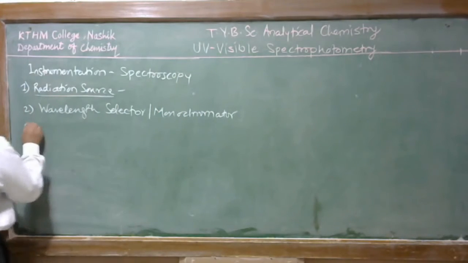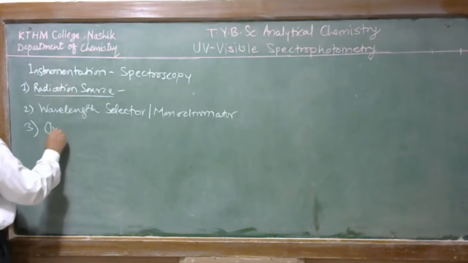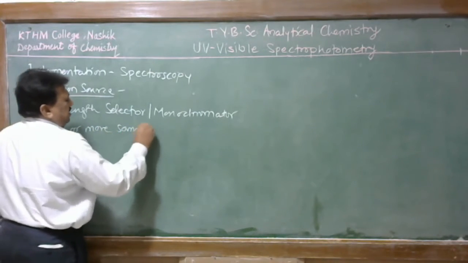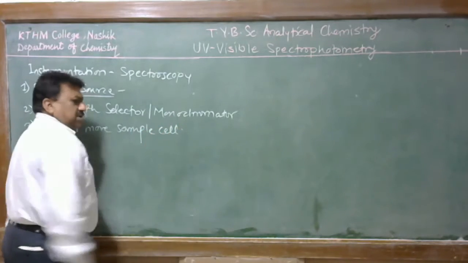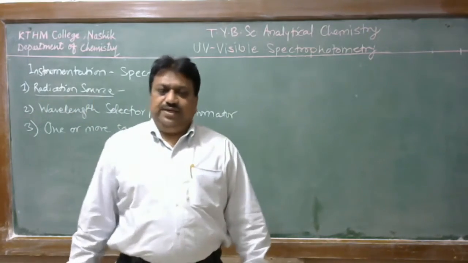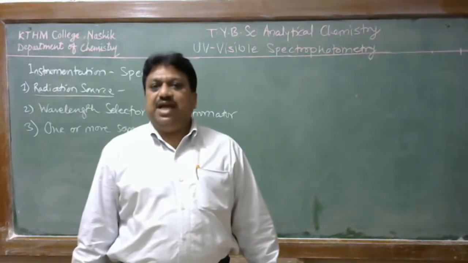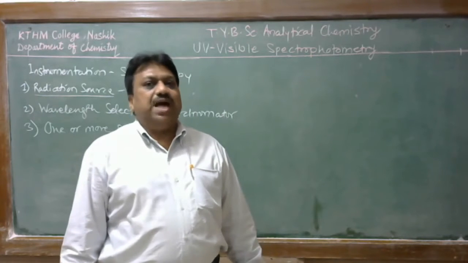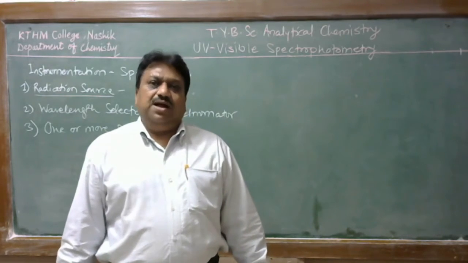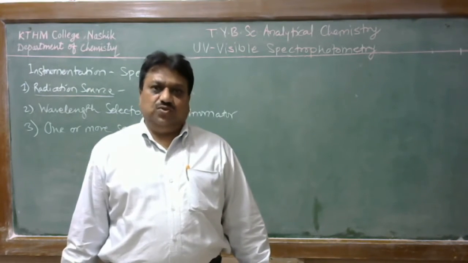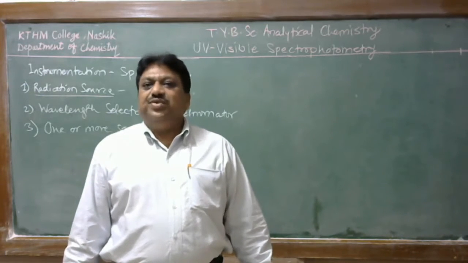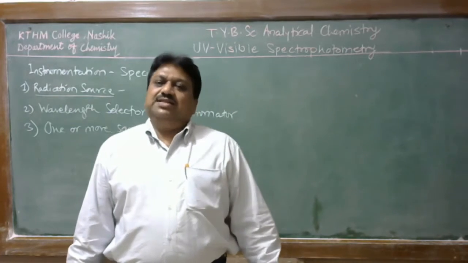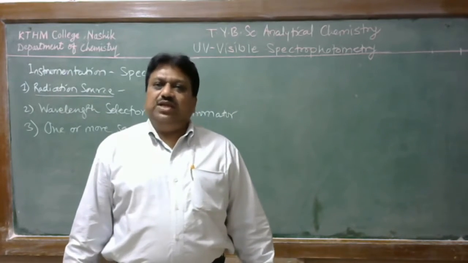Third component is one or more sample cells. Sample cell means a cuvette that holds the sample in the light path. Sometimes in a double beam instrument we require two sample cells, one for the sample and another for the reference or blank solution. Therefore, there is a provision in the instrument to put two sample cells, and a single beam instrument utilizes only one sample cell.